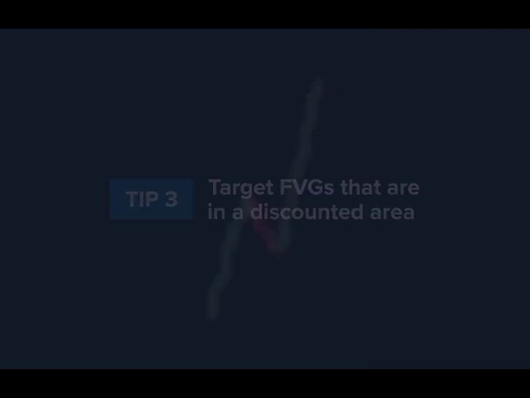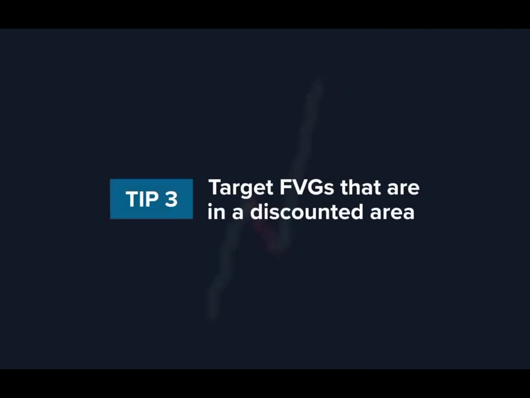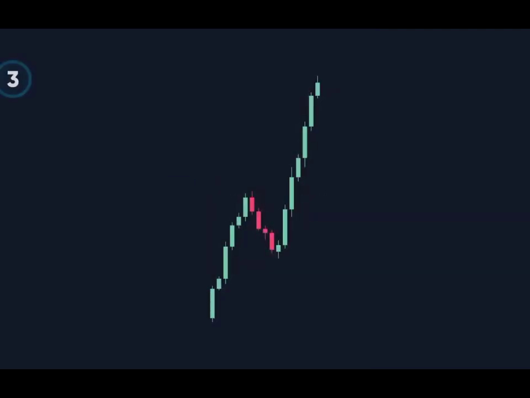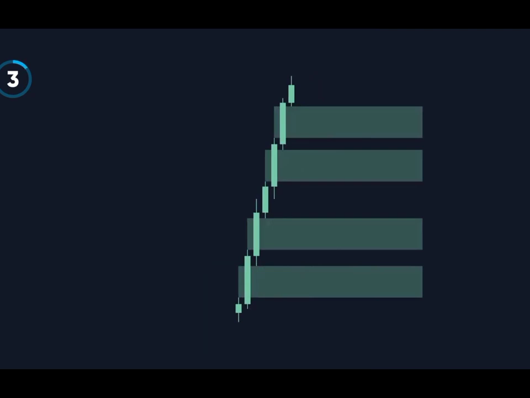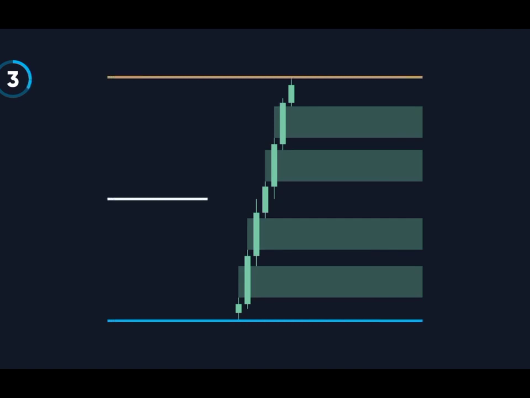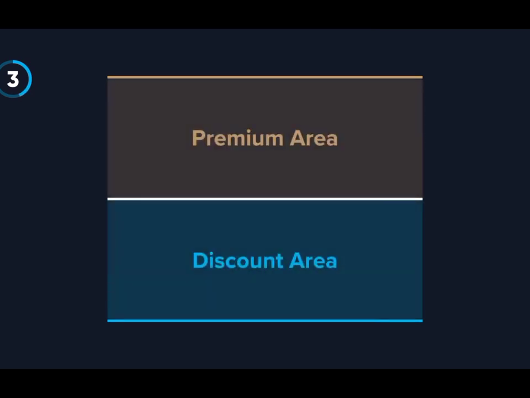For our next tip, you should be targeting fair value gaps that are created within a discounted area. To give an example of this, here we have a strong bullish move, but when we mark out the fair value gaps, we have a few to choose from. So the question is, which ones should we be targeting for our trades? Well, the first thing we should do is mark out the top and bottom of the move, along with the 50% mid-level. This will give us what we call the premium and discount areas of the range. To put it into simple terms, if we are looking for a long trade, setups found within the discount area will always be the strongest.